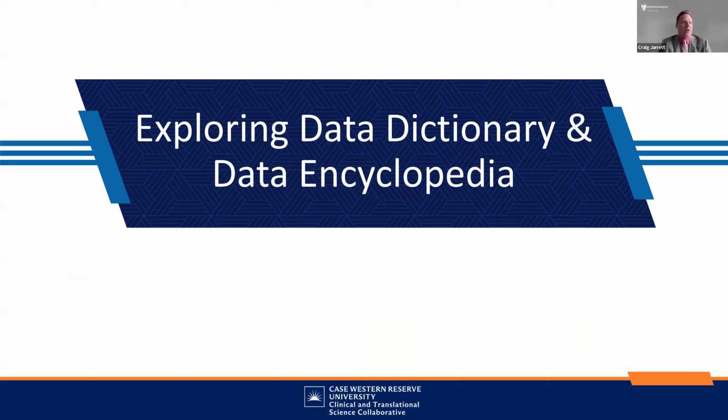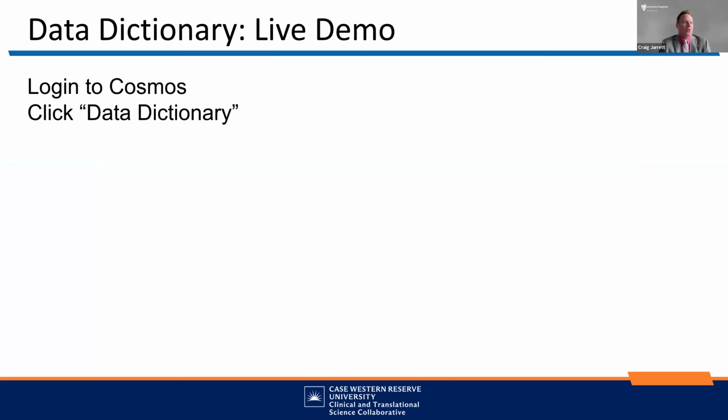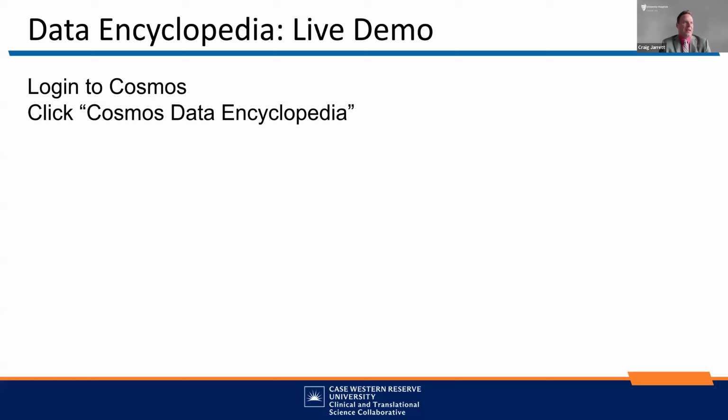Great, thanks, Ashley. So when you do the training for Cosmos, you'll learn a little bit about the data models, but they go very deep. So that training kind of scratches the surface. And we wanted to be able to show you where you go in the Cosmos portal to learn more about the underlying data. And so there's two key components to this. There's a data dictionary, and I'm going to do a live demo of that. It's very simple. You log in as I showed you before, and then you click the data dictionary. We're going to do that and dig down into some of the queries, the underlying data that we're planning to do today. And then there's a data encyclopedia.